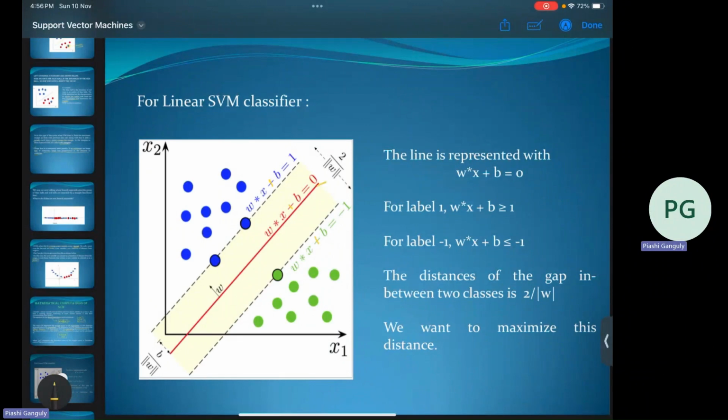For label 1, W transpose x plus b is greater than or equal to 1. And for label minus 1, W transpose x plus b is less than or equal to minus 1. The distance of this gap between the two classes we write as 2 divided by the norm of W. We want to maximize this distance. This is our main motto.